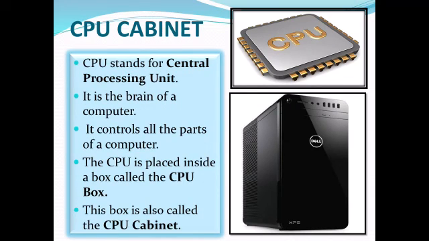Our next main part is CPU cabinet. CPU stands for Central Processing Unit. It is the brain of a computer. As we have brains which help us function well, similarly, a computer has a CPU which helps it to process data. It controls all the parts of a computer. The CPU is placed inside a box called the CPU box. This box is also called the CPU cabinet.